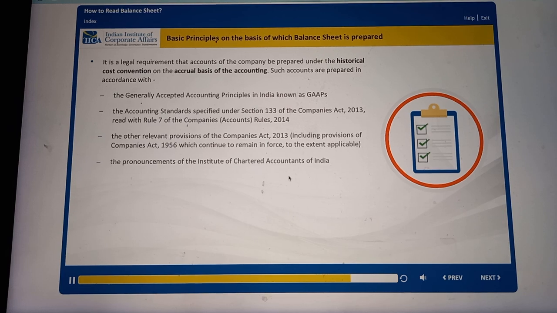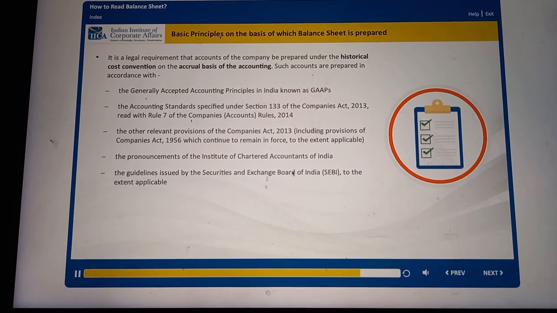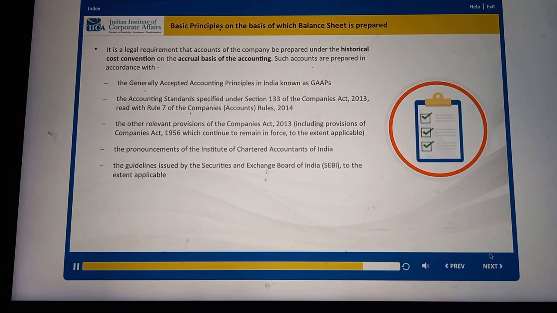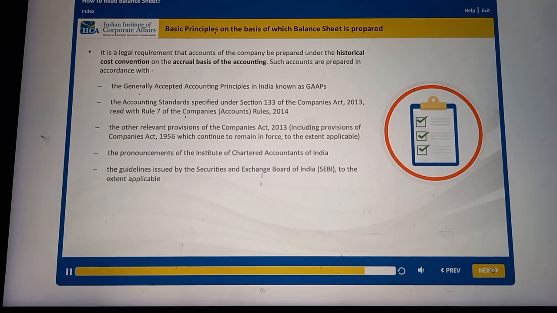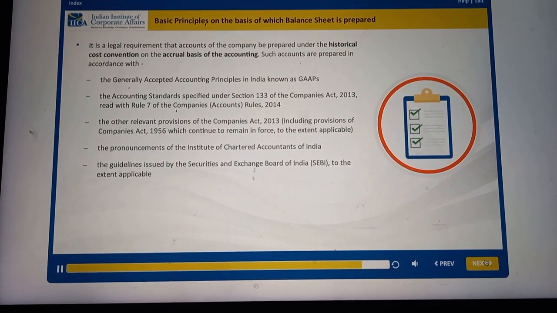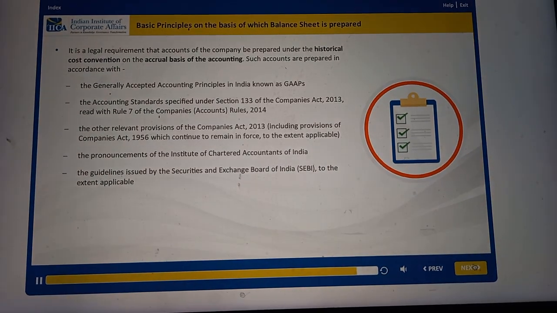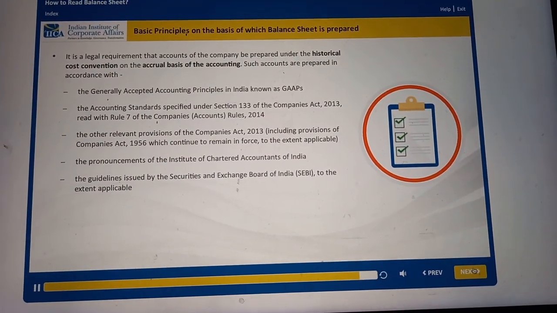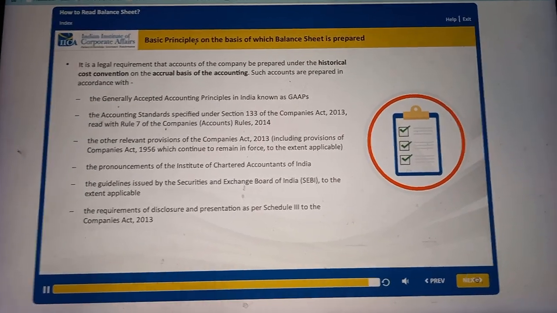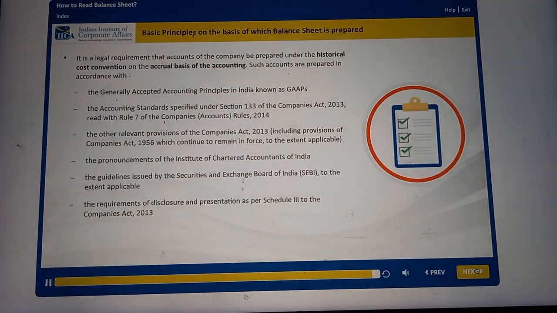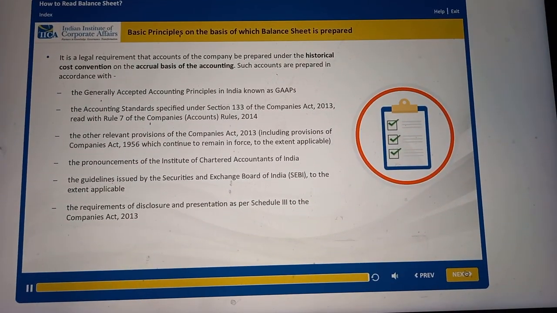Then, friends, if a company is a listed company, there are certain guidelines issued by the Securities and Exchange Board of India, known as SEBI, and to the extent applicable to the company, all those relevant guidelines issued by SEBI are also required to be complied with. Then, friends, there is Schedule 3 to the Companies Act, according to which there are certain mandatory requirements of disclosure and presentation. So, the entire balance sheet is disclosed and presented as per the requirement of Schedule 3 to the Companies Act 2013.